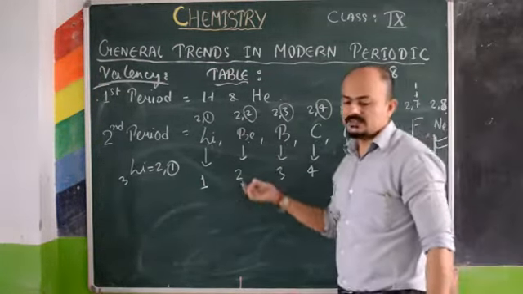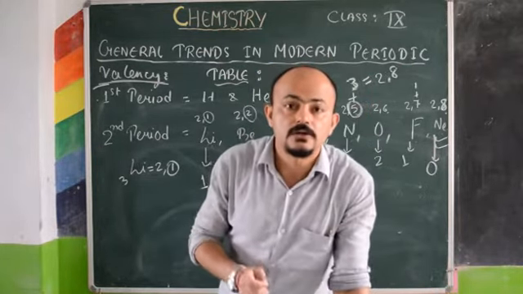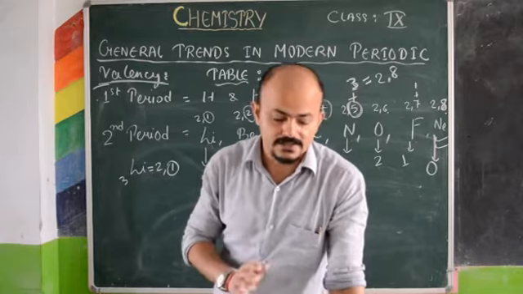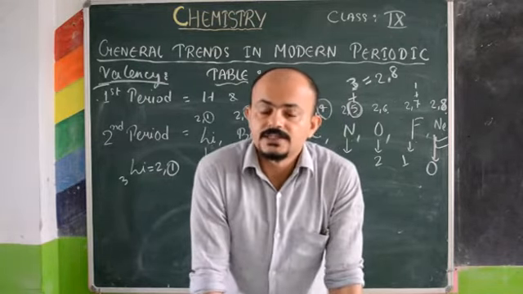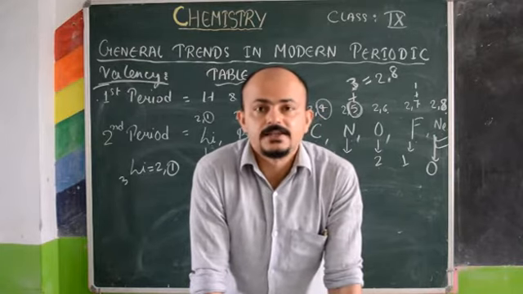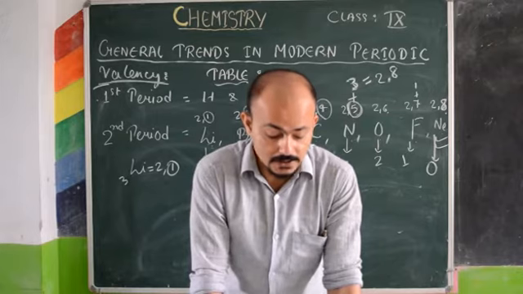And once you know their atomic number, you will be able to write its electronic configuration, and you will be able to know its valency. It's very simple. And for this, you must at least remember the atomic numbers up to calcium. Please don't forget that. Do it.